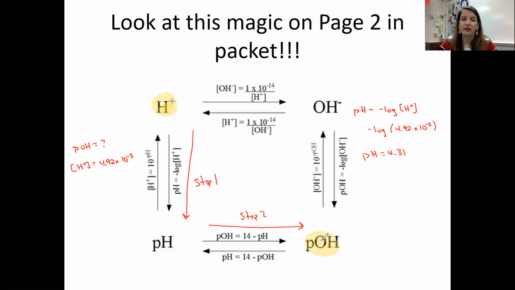And we're trying to find POH. So my step 2 now is I'm going to subtract that from 14. And my POH should be 9.69. And that would be my final answer. No units on pH and POH. So those are all of your calculations.